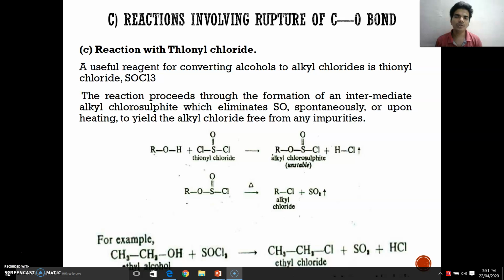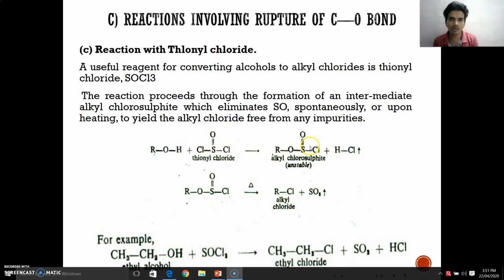Welcome once again to the next video related to reactions involving the rupture of the C-O bond. In this one, we cover the reaction with thionyl chloride. A useful reagent for converting an alcohol to an alkyl chloride is thionyl chloride, that is SOCl2. The reaction proceeds through the formation of an intermediate, alkyl chlorosulfite.